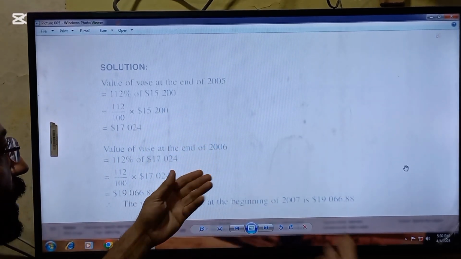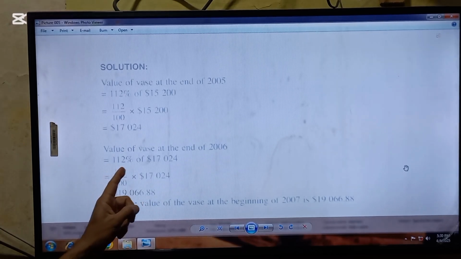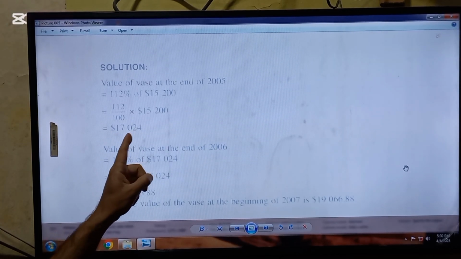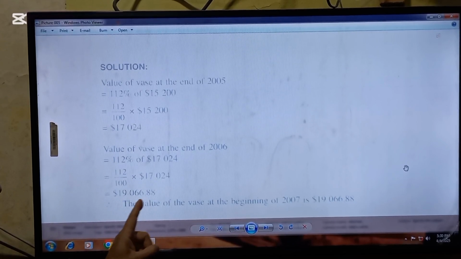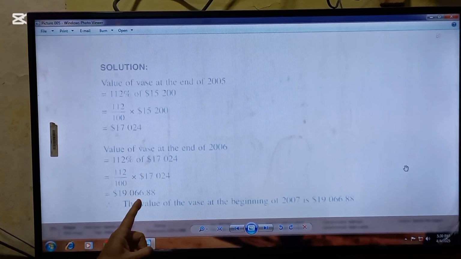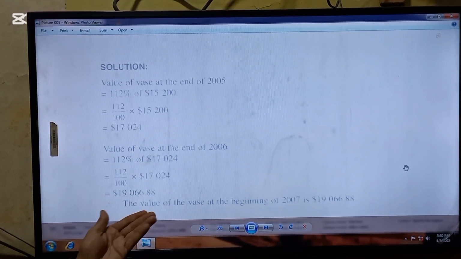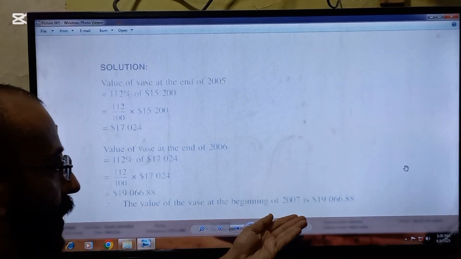Likewise, the price at the end of 2006 is 112% of the price at the end of 2005. So after solving, you will get an answer. That is the price at the end of 2006. So definitely this will be the price at the beginning of 2007.